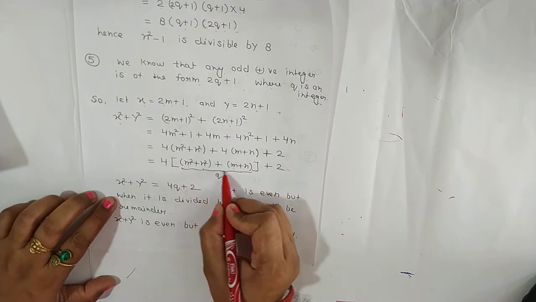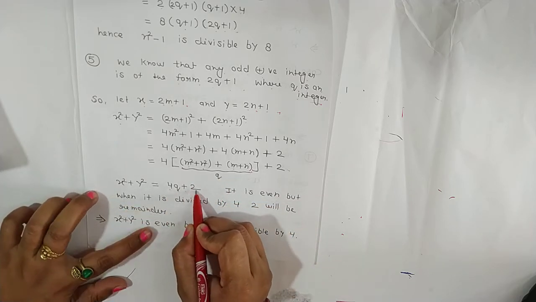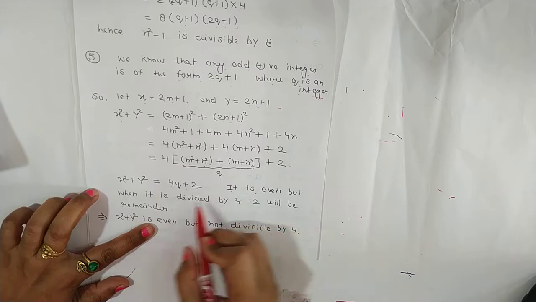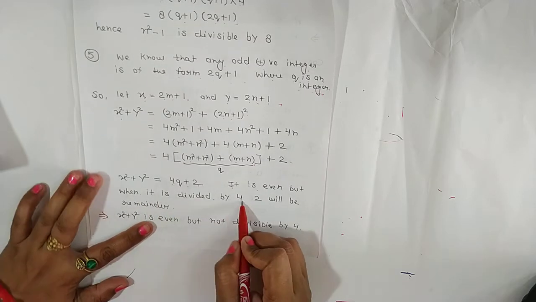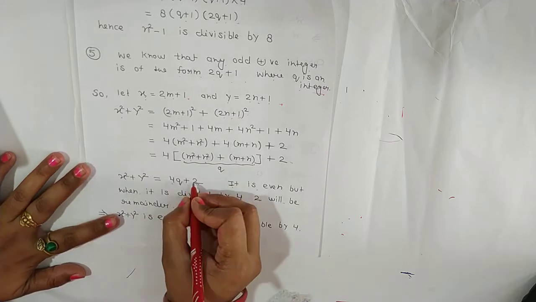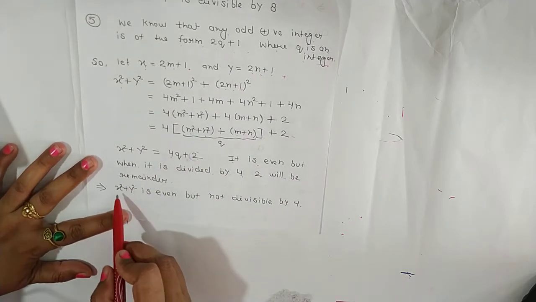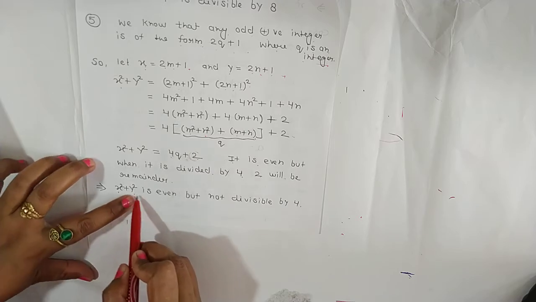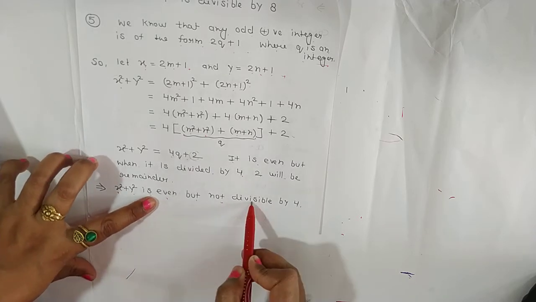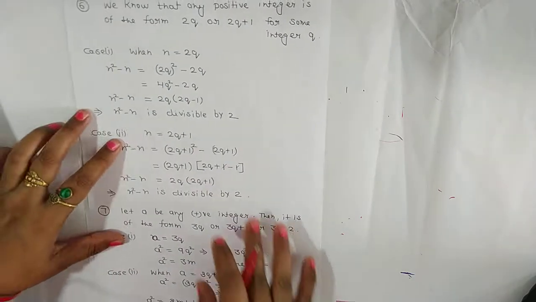So let us consider it q. So it can be written as 4q plus 2. It is even, but when it is divided by 4, 2 will be the remainder. Okay. So this represents the remainder. So we can say that x square plus y square is even but not divisible by 4. Okay. Next question.